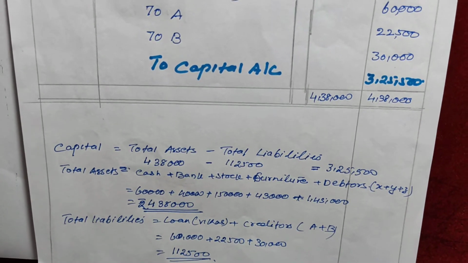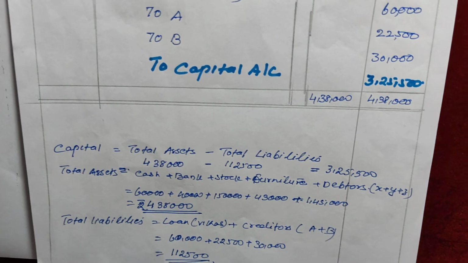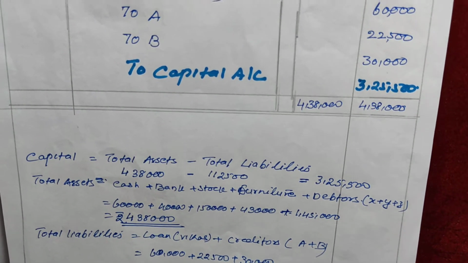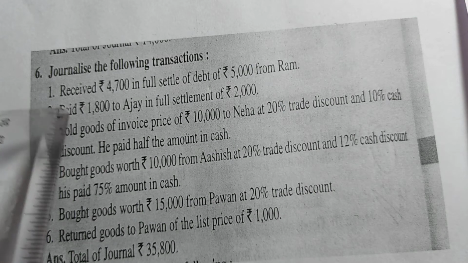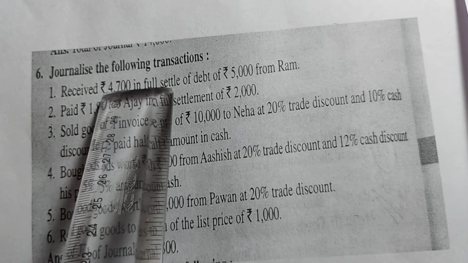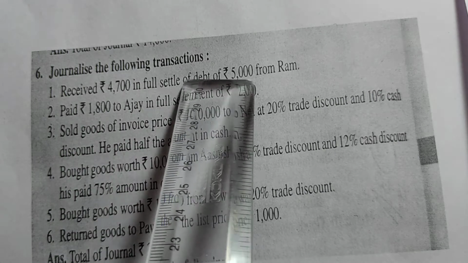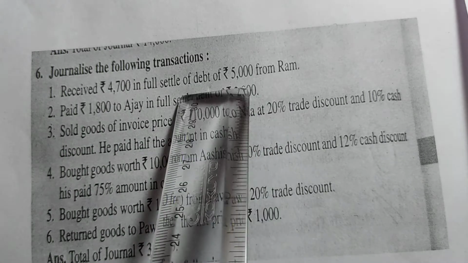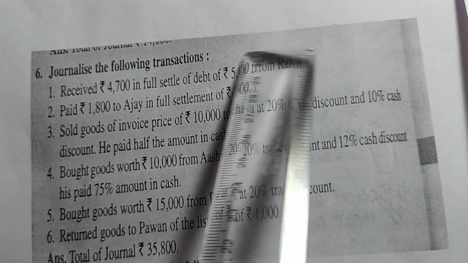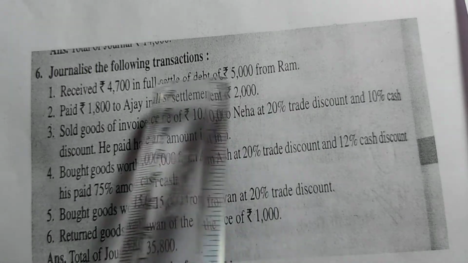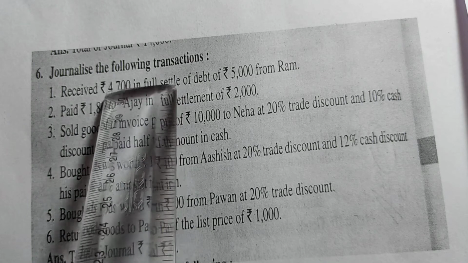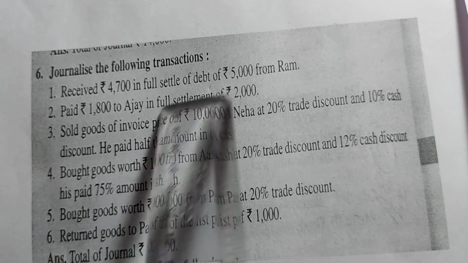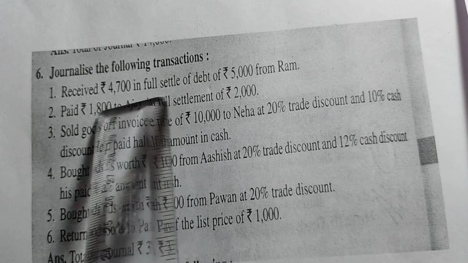Okay, now let's see the journal entries regarding discount. Now the question is: received rupees 4,700 in full settlement of debt of rupees 5,000 from Ram. That means we have to receive 5,000 from Ram, but we had received only 4,700 in full settlement. That means we are not going to receive any amount again. The settlement is completed.